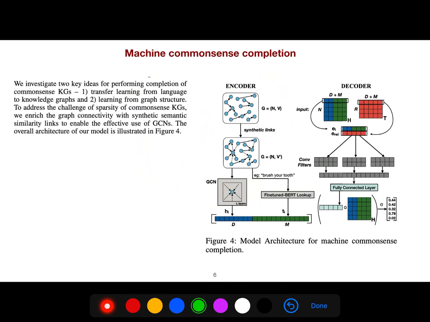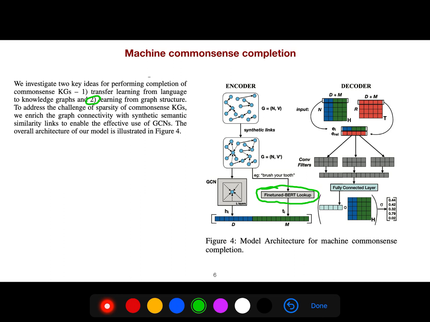We investigate two key ideas for performing completion of commonsense knowledge. We want to complete the graph to see if two nodes are related to each other or not. First, we want to transfer learning from language to knowledge graphs. So here we use a fine-tuned BERT lookup table; we take advantage of BERT. And secondly, we want to learn from graph structure. So how can we combine them?